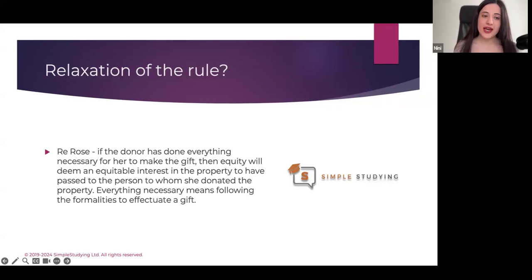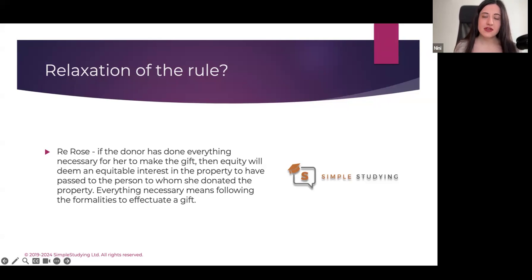Relaxation of the rule. We have seen in cases such as Rose that this orthodox principle that comes from Milroy versus Lord has been relaxed. It was argued in the case of Rose that if the donor did everything in his power to complete the gift but died before the gift was complete, then equity can be relied upon to complete an imperfect gift.